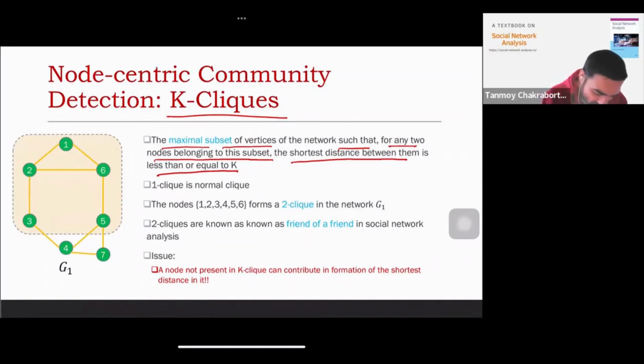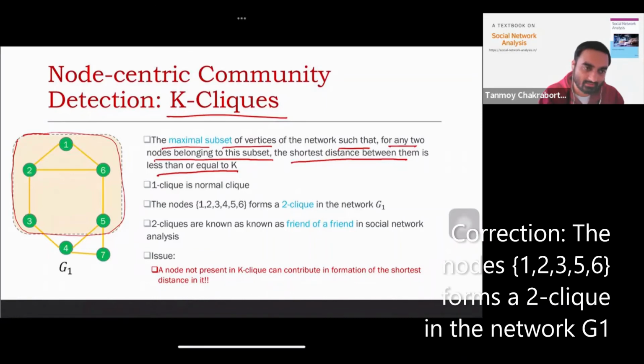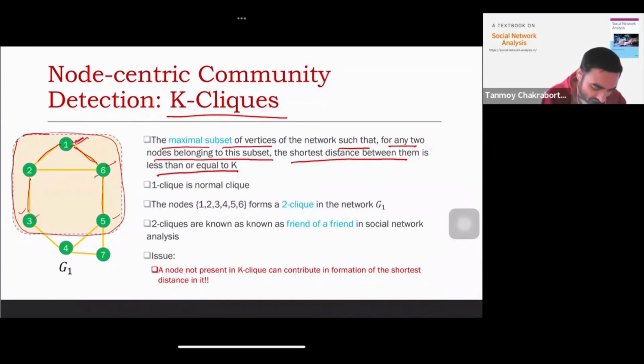Okay, so let's look at this network and the dotted group. You see that this is a 2-clique, meaning that if you take any two nodes, the distance between these two nodes should be less than or equal to 2, maximum 2. You take this and this, you see that the distance is 2. You take this node and this node, distance is 1. This node and this node, distance is 2.